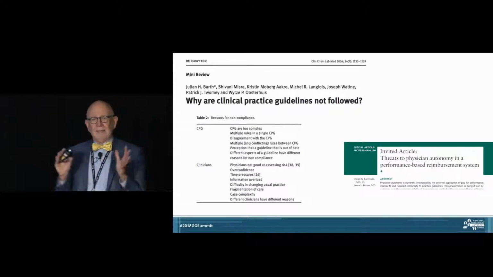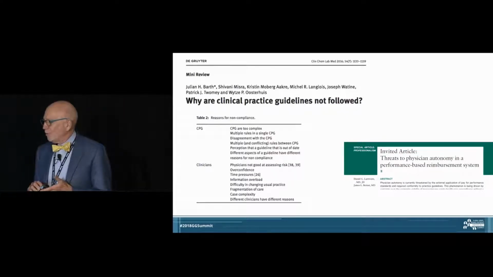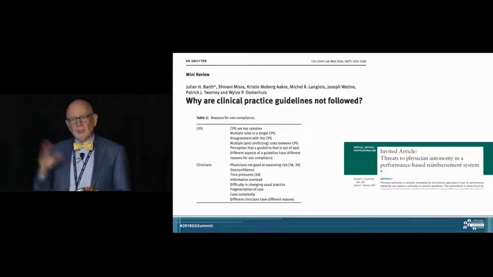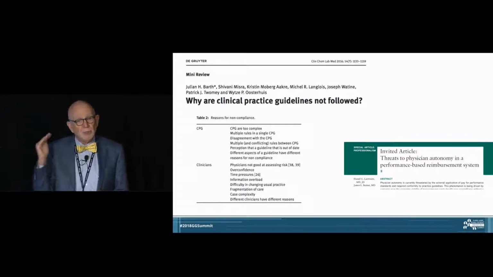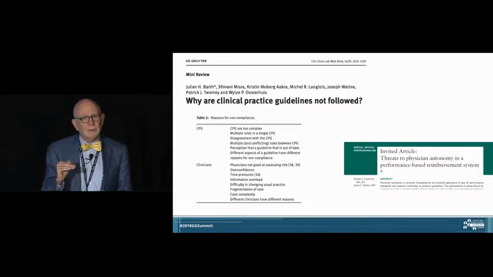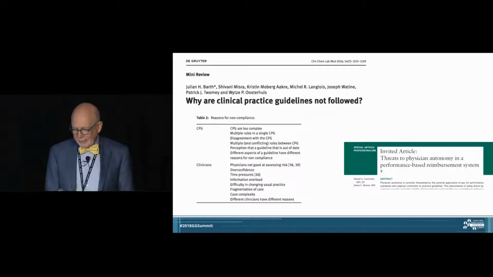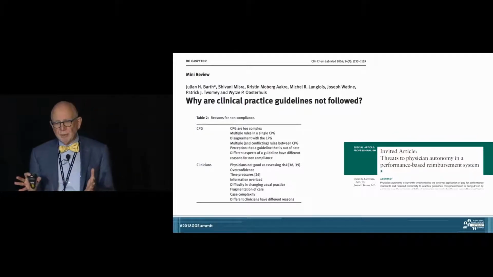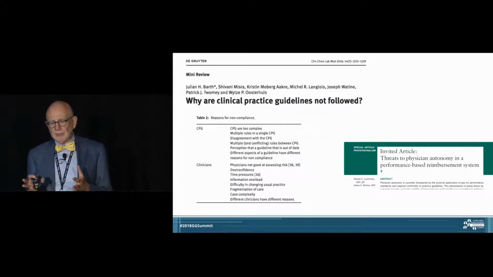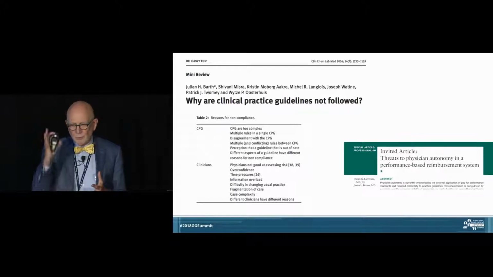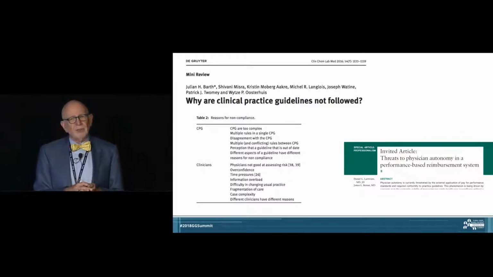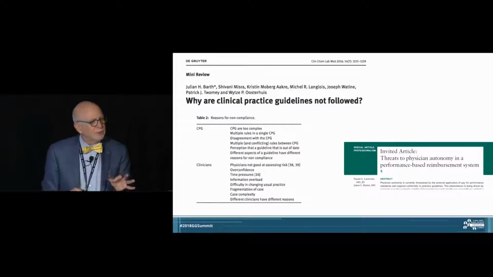This was a sort of an aha moment for me a number of years ago when I started reading this literature. You have the guidelines, but the people that should be doing it aren't doing it. On your right, I guess, is this list of reasons for noncompliance. Folks say they're too complex, multiple rules in a single guideline, disagreement, a whole bunch of reasons not to do it. But in that invited article, there's a fundamental reason.